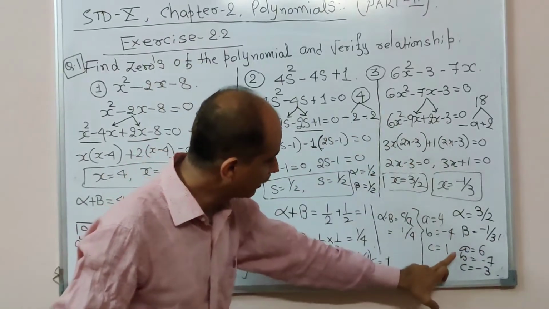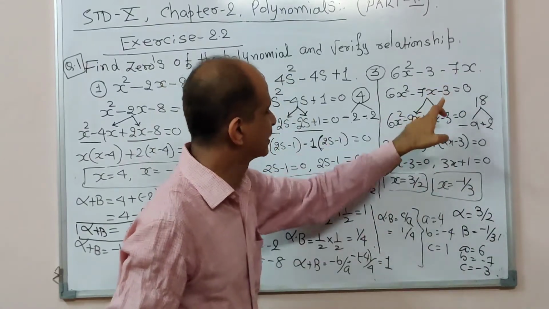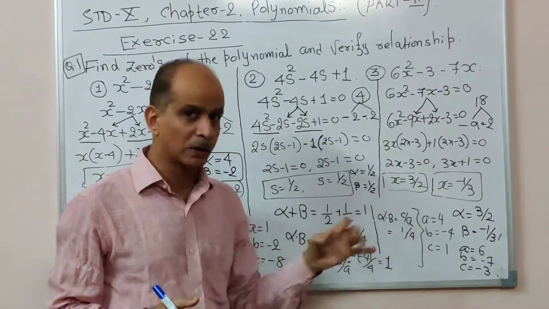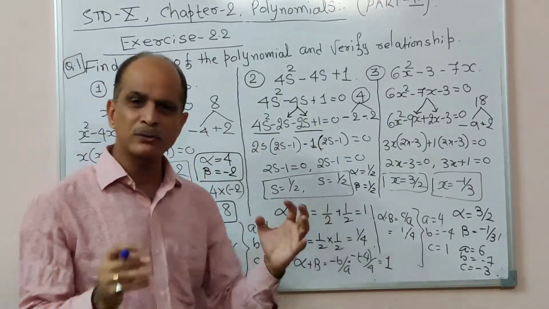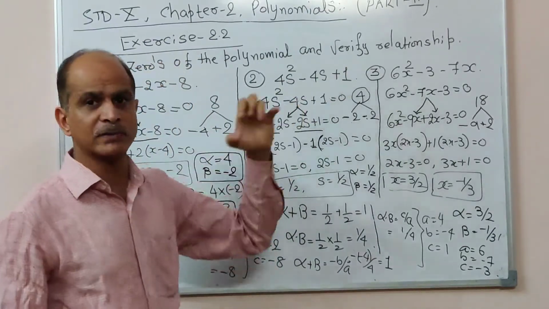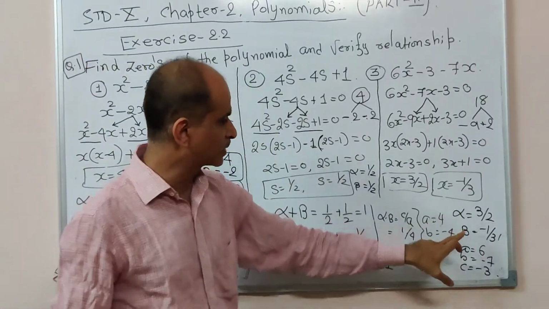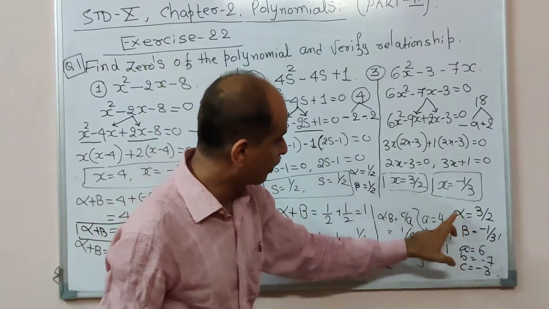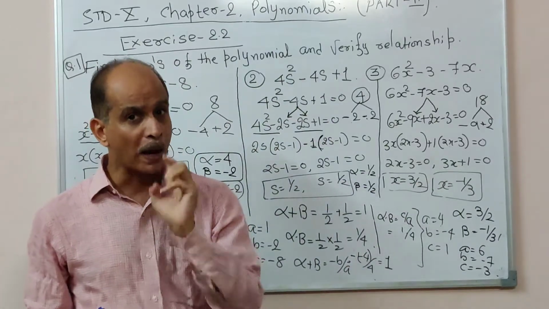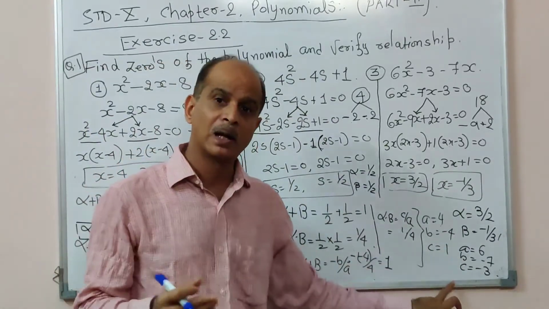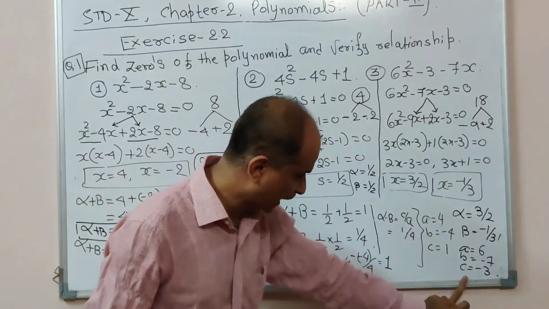You can also easily find out the values of a, b, c. So a is equal to 6, b is equal to minus 7 and c is equal to minus 3. So I have already found the values of alpha and beta, and I have already found the values of a, b, c. Now you have to just verify the relationship between zeros and coefficients. Here you have to find alpha plus beta, then alpha into beta, with alpha equal to 3 by 2 and beta equal to minus 1 by 3. And then you have to find the value with the help of the formulas: alpha plus beta is equal to minus b by a, alpha into beta is equal to c by a. You can solve this example.